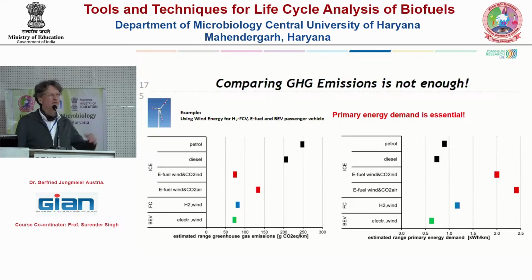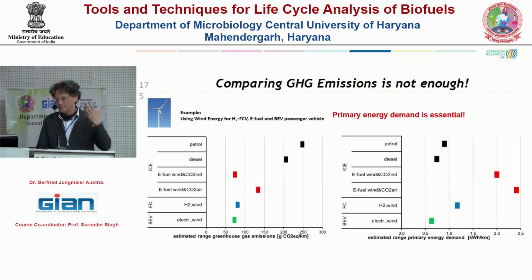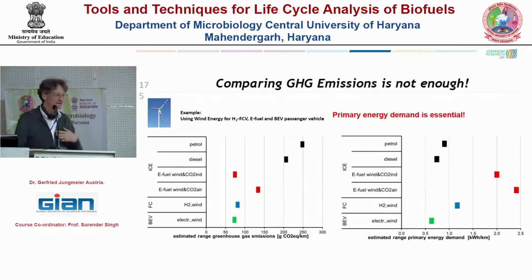But if you only analyze one impact category, you don't get a good answer. Because if you only look at one, there's always a winner and a loser. So in principle, you should do minimum two. And that's what we say you need: on one hand the greenhouse gases you see here on the left-hand side, and on the other side the primary energy demand.